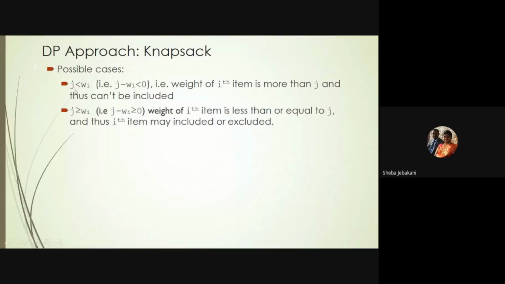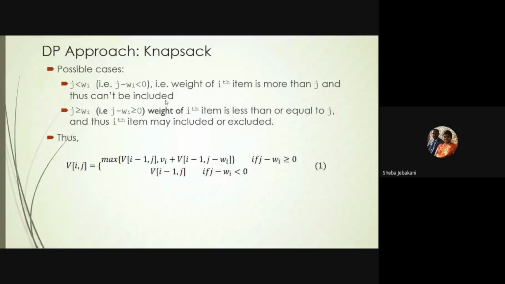And when will j be less than W of I? If I add this W of I, j minus W of I will become less than 0. Let's say j is 2, W of I is 4, then 2 is less than 4. So if I think of adding 4, 2 minus 4 becomes minus 2, which is less than 0, so I cannot include it. Whereas if j is 4 and W of I is also 4, then 4 minus 4 becomes 0. So I can actually include that particular item. So this is the formula that we will get when we use this dynamic programming approach.